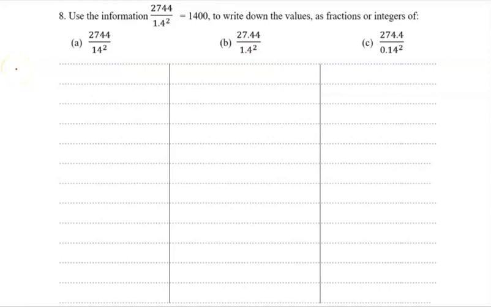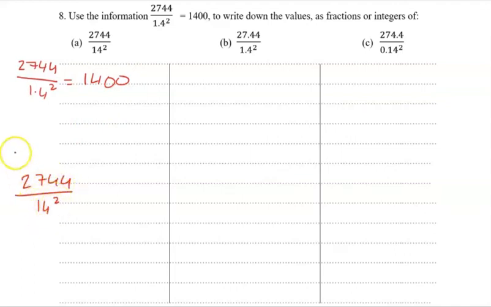Question 8. We're going to do the same thing as before. You start with the original. So 2,744 over 1.4 squared equals 1,400. And the question is 2,744 divided by 14 squared.